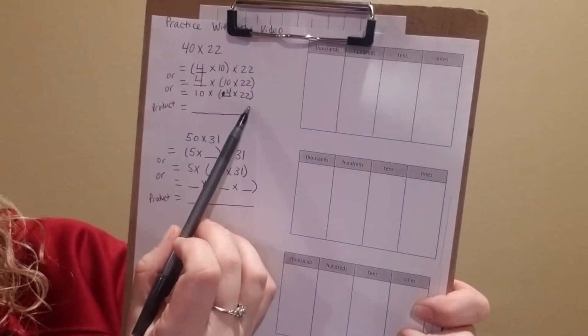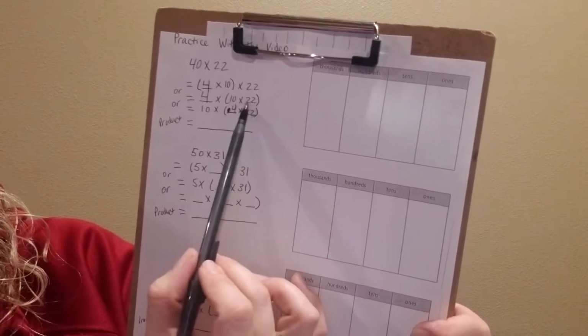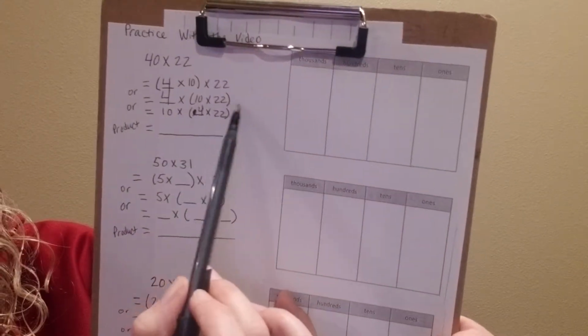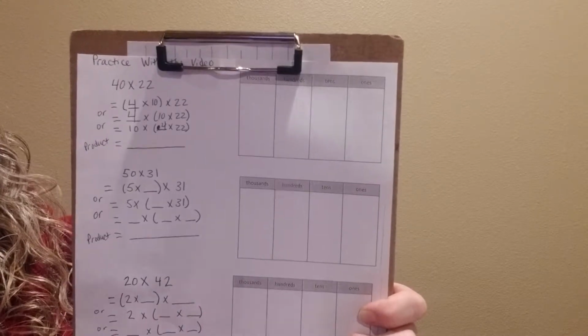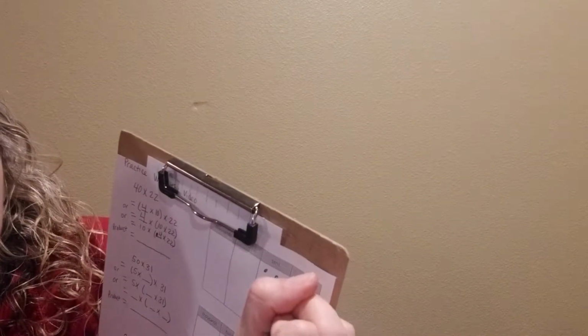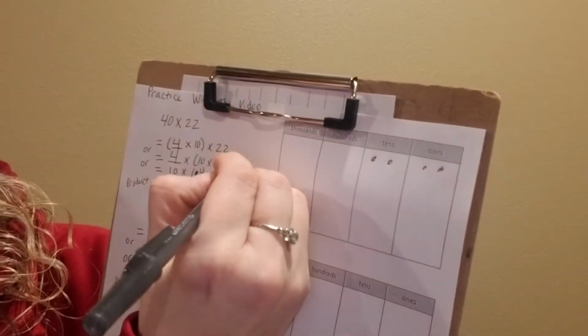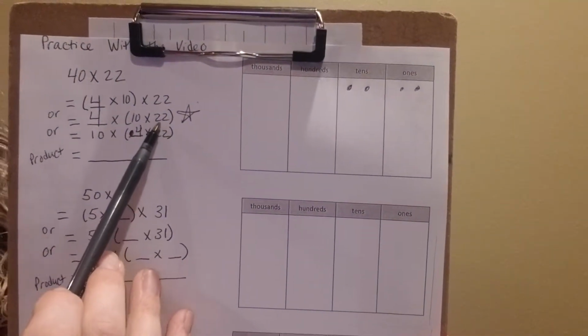Okay? So for me, when there's a 10 in there, the easiest way is this middle one, where I go 10 times 22. So I want you to make 22 on your place value chart. How many 10s is that? 2. And how many 1s is that? 2. Put it in your place value chart. Okay, so let's put a star or a check mark by this one so we know what we're doing.